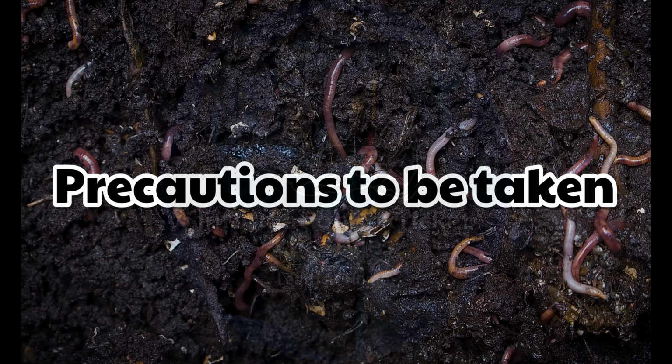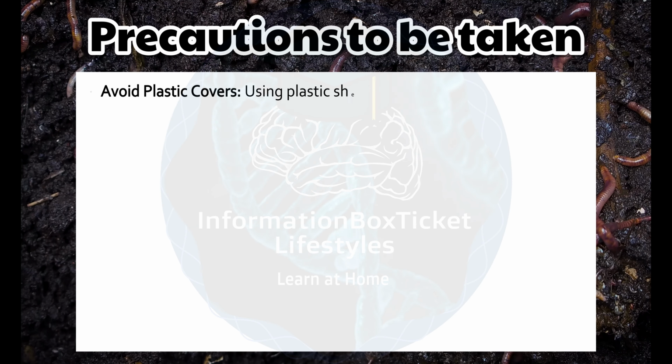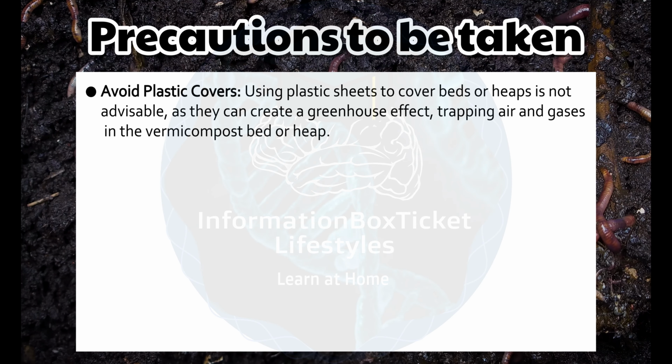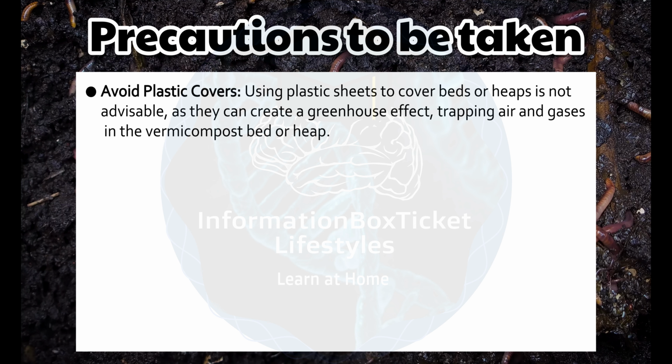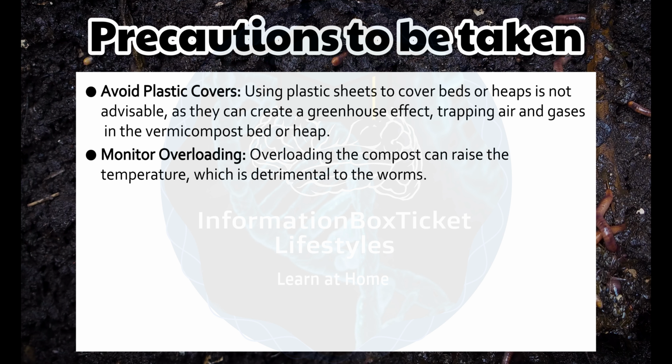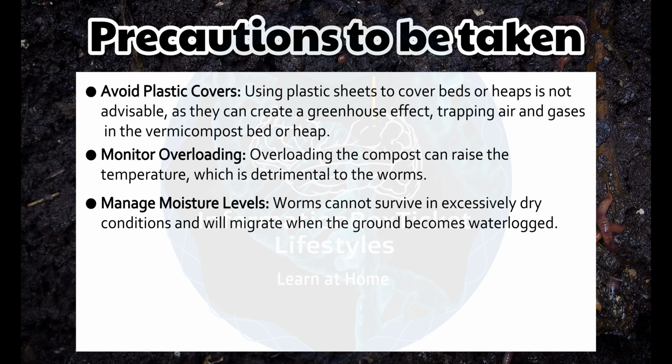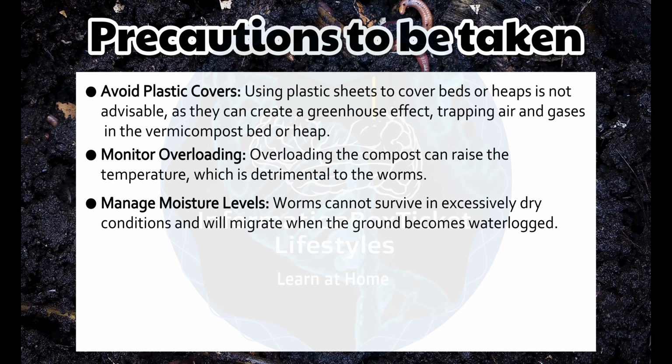Precautions to be taken for vermicomposting. Avoid plastic covers. Using plastic sheets to cover beds or heaps is not advisable, as they can create a greenhouse effect, trapping air and gases in the vermicompost bed or heap. Monitor overloading. Overloading the compost can raise the temperature, which is detrimental to the worms. Manage moisture levels. Worms cannot survive in excessively dry conditions and will migrate when the ground becomes waterlogged.